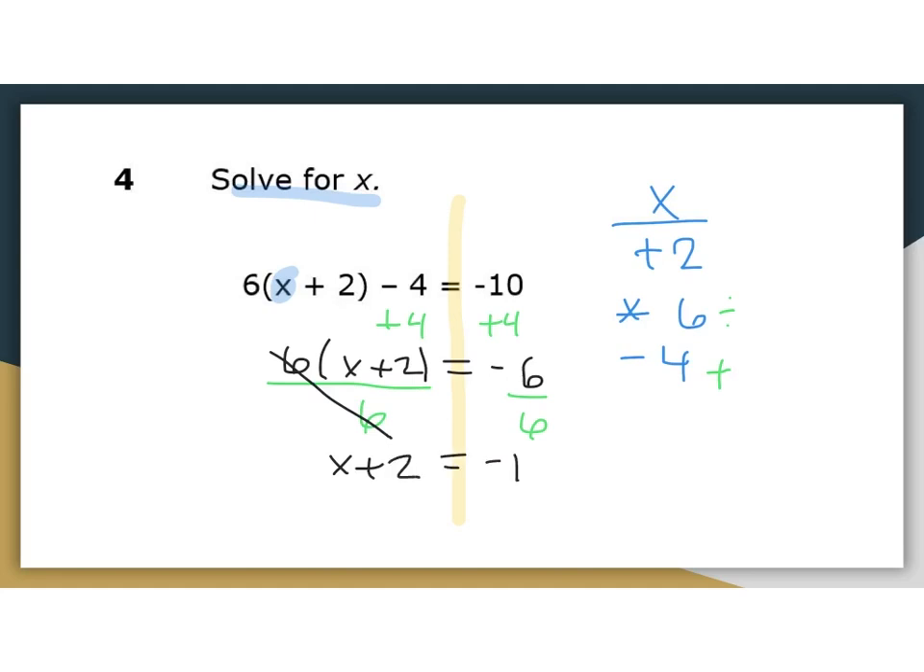And then we're at our last step, instead of plus 2, it's going to be a minus 2. So we're subtracting 2 from both sides. The 2's on the left are going to cancel out, leaving us with x equals negative 3, which is the same answer we got previously. So once again, different ways to go about solving these equations.